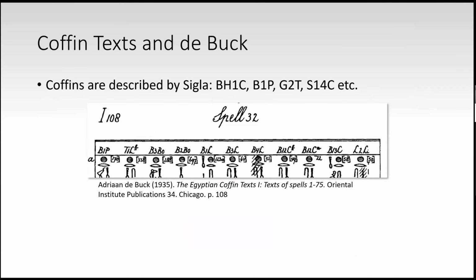As you can see here, in this small excerpt from Coffin Text 1, the coffins themselves are referred to by so-called sigla, which always consist of letter, number, letter codes. For example, B1P stands for Deir el-Bersha as the origin of the coffin, the 1 is simply the first one in the sequence, and the P stands for Paris, so that specific coffin is a Deir el-Bersha coffin currently in Paris.